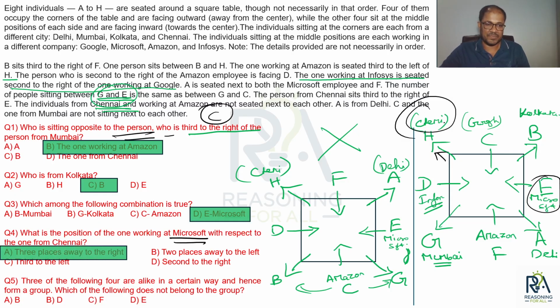Fifth question, 3 of the following 4 are alike in a certain way and hence form a group. Which of the following does not belong to the group? Basically odd one out पूछ रहा है आपको, right? Okay, let's see. B facing outward, D facing inward, F facing inward, E also facing inward. So D, E, F facing inward, B is facing outward, that means B will be your odd one out, right? And that completes your entire solution.